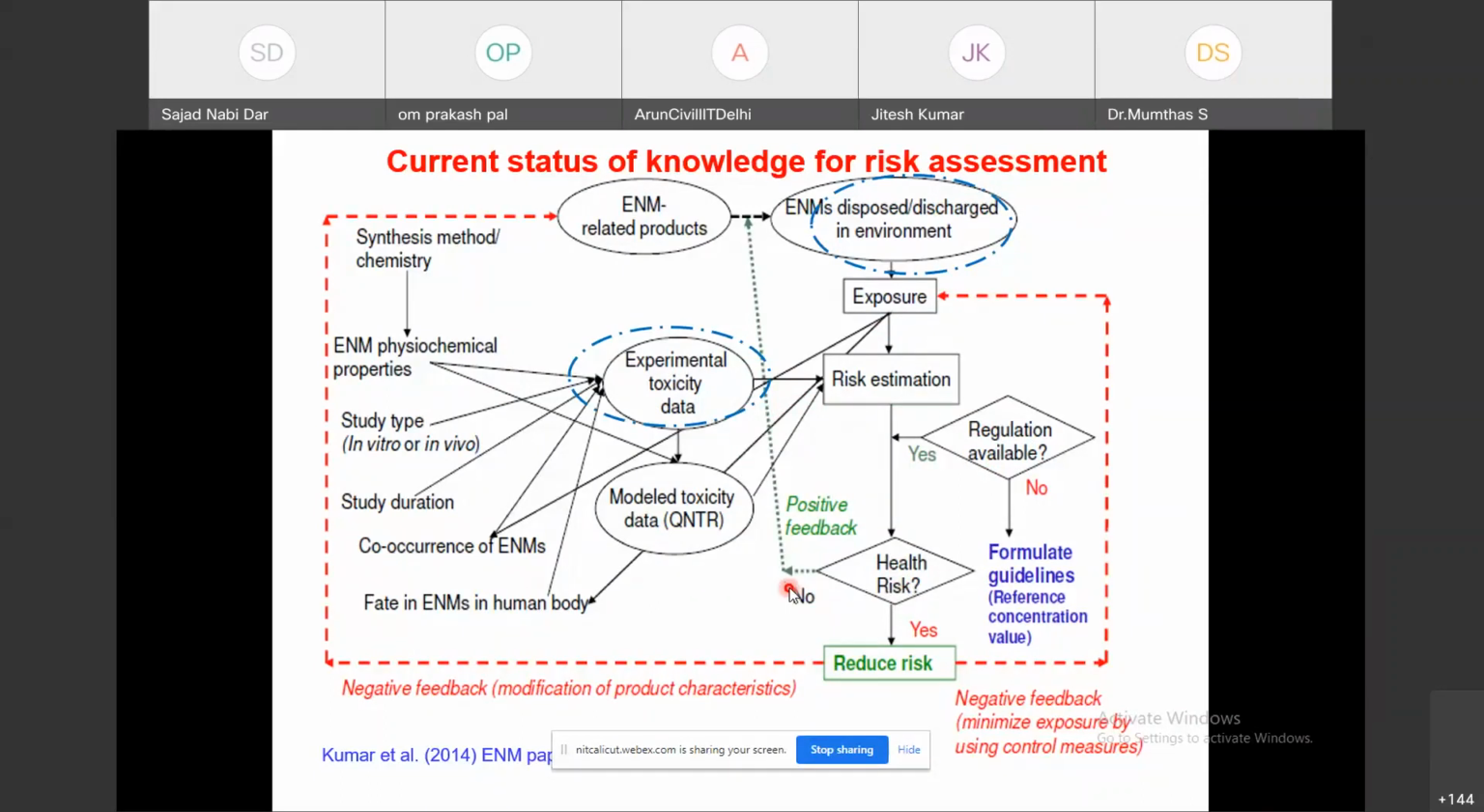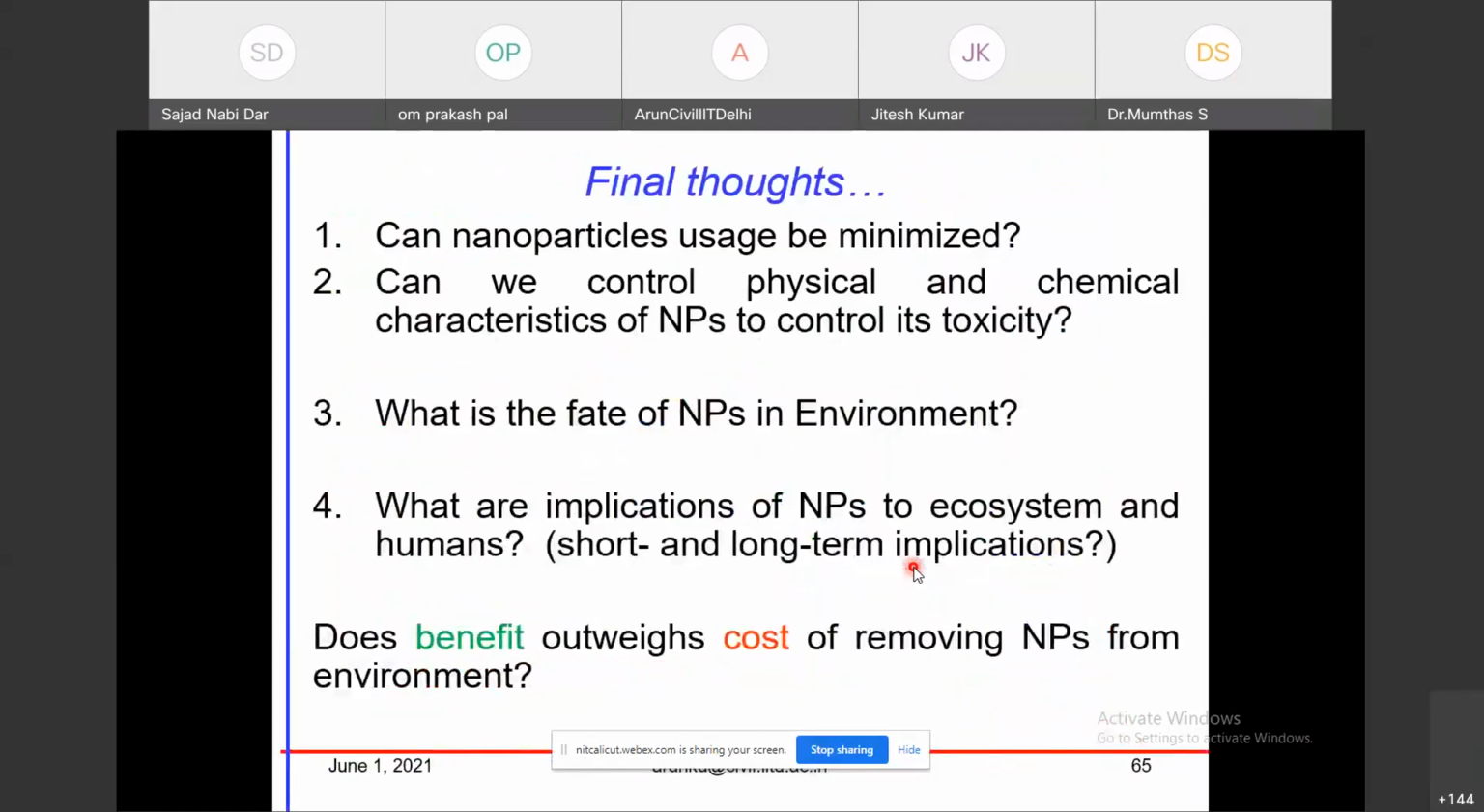Then we have to find out whether we need positive feedback or negative feedback, and what type of actions we have to take. This is my last slide. Here I have written it with respect to nanoparticles, but it is applicable to all categories of emerging contaminants. We have to do a trade-off of the benefits or usage of these emerging contaminants, and also incorporate the effect they are going to have on the environment and human health, short-term and long-term. Then we should make the decision. So I think it's a big responsibility.